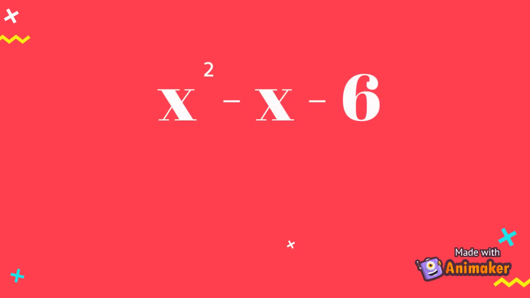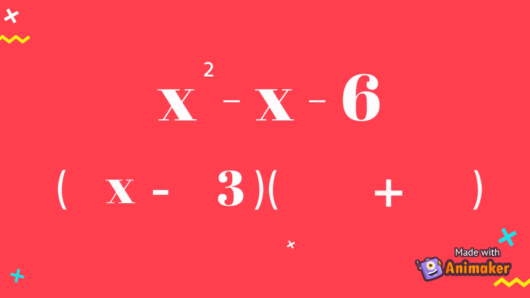Now let's take the example x squared minus x minus 6. Last term 6 is negative. The middle term negative x is also negative. The factors of 6 are 3 and 2. And the factor 3, which is the bigger in value, will take the negative sign. And then the factor 2 will take the positive sign to get the middle term, negative x.